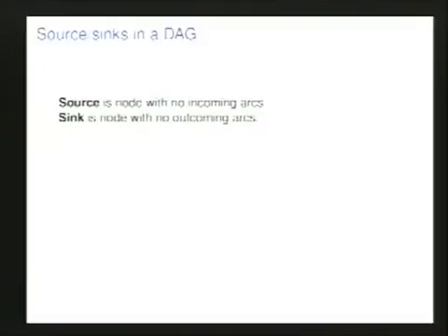Now, is it clear? Let's try this again. Is it clear that every DAG has a node with no outgoing arcs? Yeah. Same answer. Good.